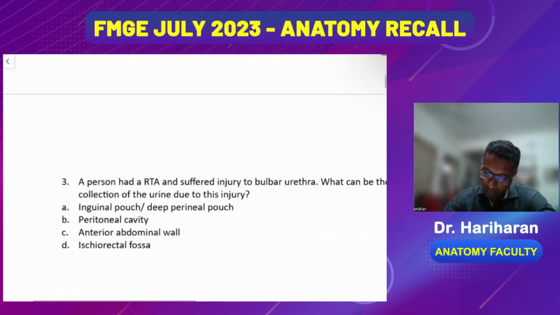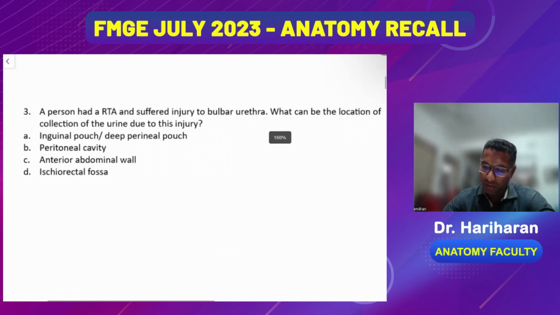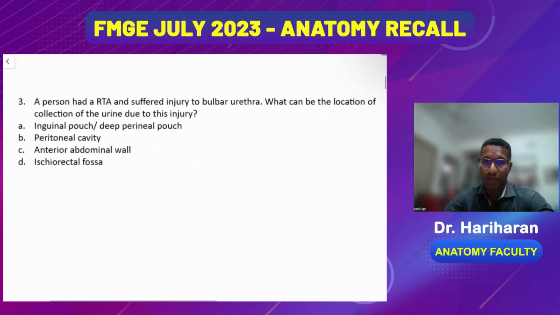So the next question is again a clinical based question, guys. Now here the scenario they have given is a person had an RTA and he had suffered injury to the bulbar urethra. What can be the location of collection of the urine due to this injury?